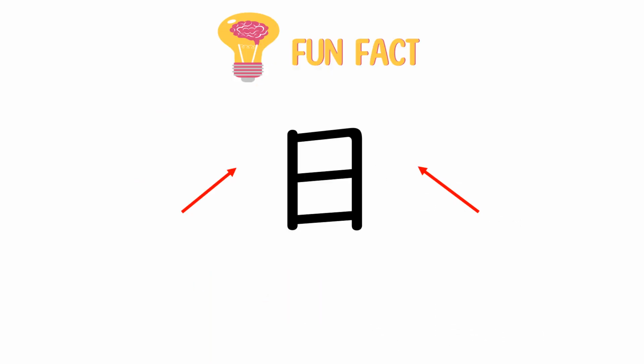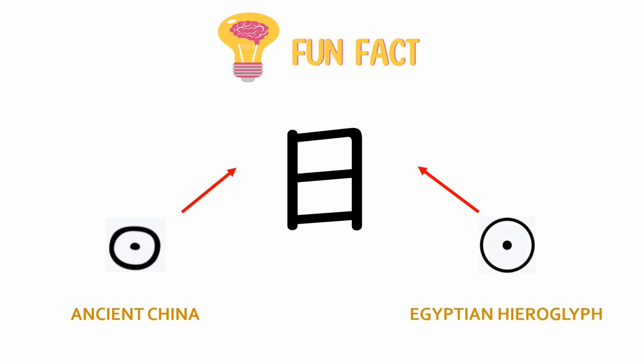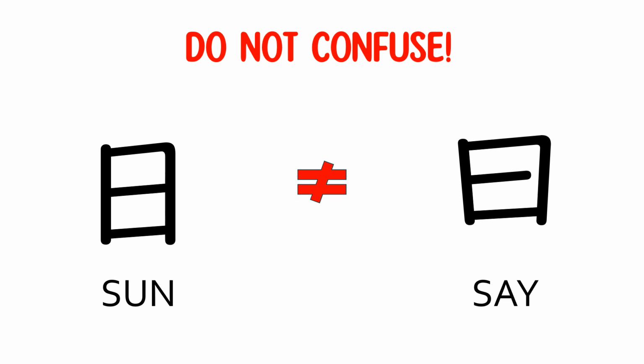Fun fact, the Chinese character for sun and the Egyptian hieroglyph for the sun share a similar visual representation. Essentially, they were both inspired by the same basic visual concept of the sun in the sky. Do not confuse the kanji sun with the kanji sei. If you look closely, the middle line in the kanji sei is not fully closed.